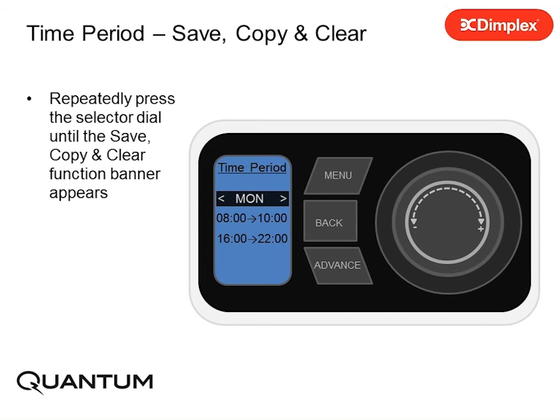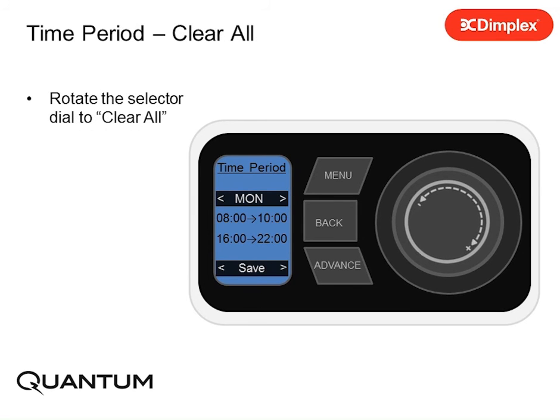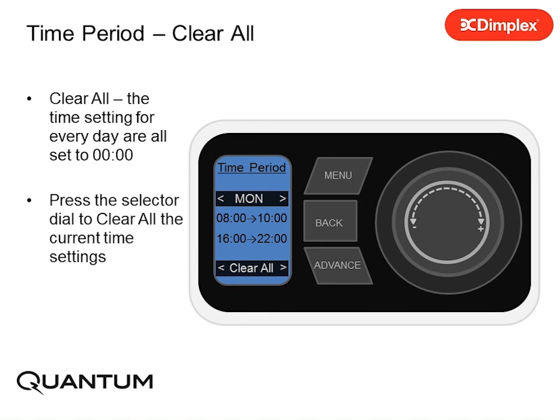To clear all, repeatedly press the selector dial until the Save, Copy and Clear function banner appears. This is at the bottom of the display. Rotate the selector dial to Clear All. The time settings for every day are now all set to 00. Press the selector dial to clear all the current time settings.